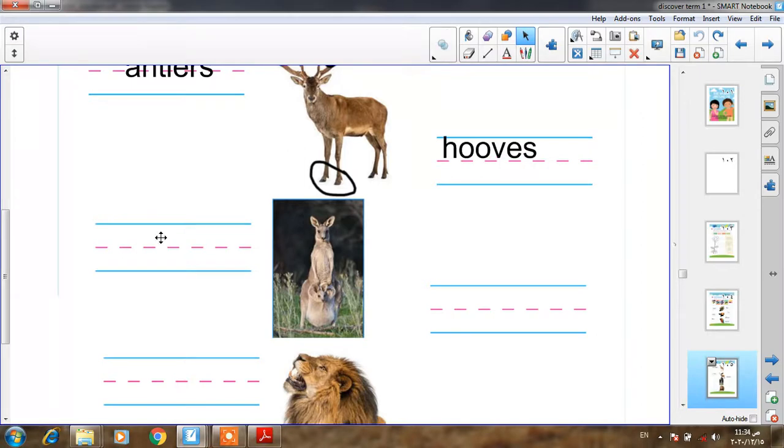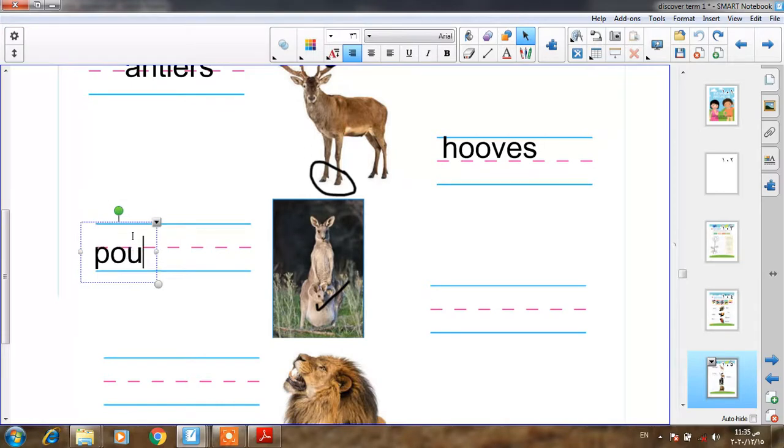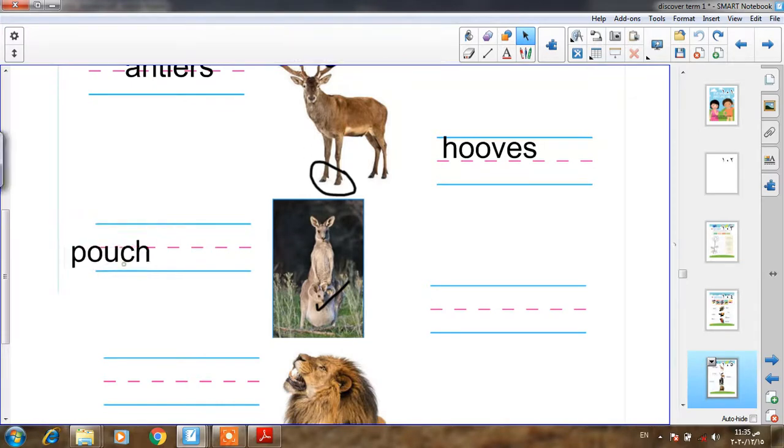Look at this kangaroo. Remember, this is called what? This is called pouch. Excellent. So the kangaroo has a pouch. The kangaroo also has a tail.